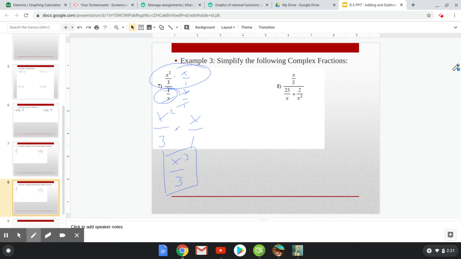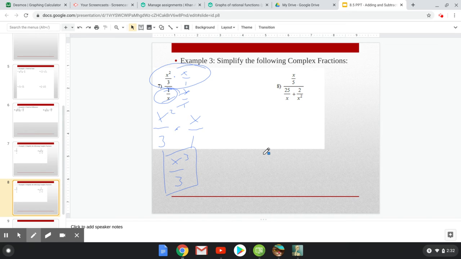The more complex version would be this, where we actually have a sum in the denominator. So we have to actually take care of this first. We have to find our common denominator and combine these two fractions before we can flip and multiply. Because we can't just multiply by this again, because then we'd have to distribute and it would be all kinds of mess. So we're going to find our common denominator, put our fractions together, and then flip and multiply.